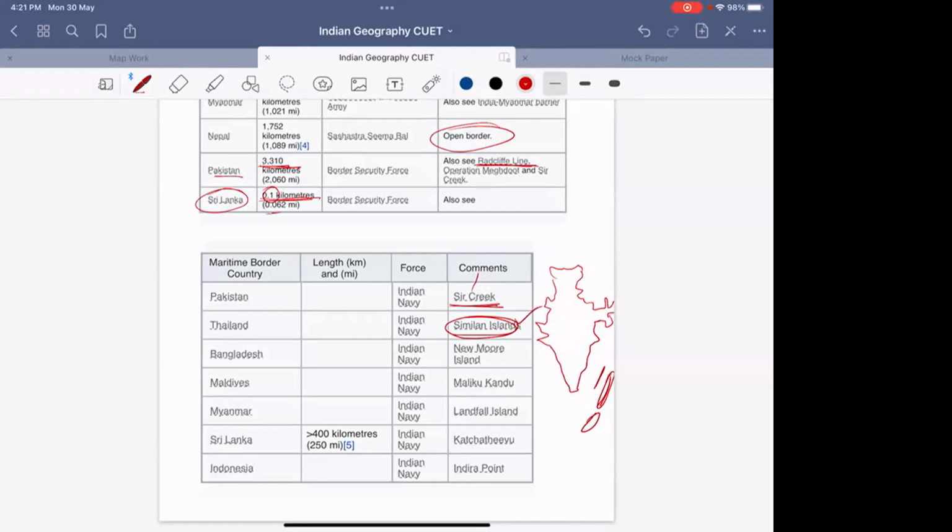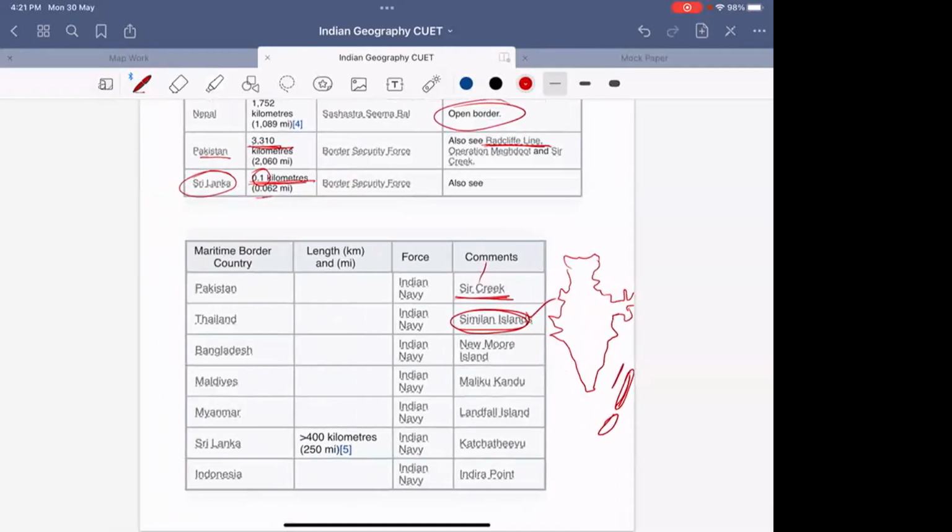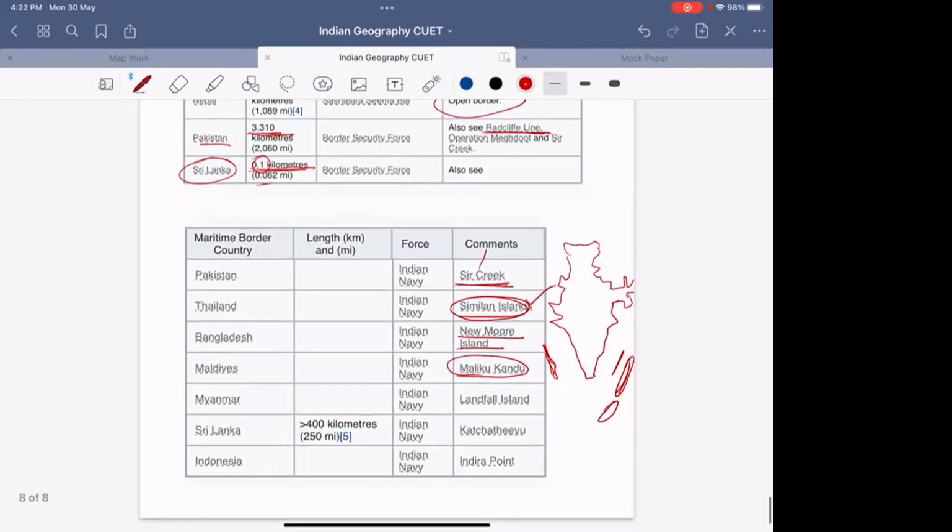Coming to Bangladesh. Bangladesh touches the water body of the Bay of Bengal, just the Bay of Bengal. What divides it is New Moore Island. The island that divides the Bangladesh and Indian water bodies is New Moore Island. Moving on, Maldives. Here, Maldives is here. So what divides Maldives is Maliku Kandu Island. It is a water body, basically an island that divides the Maldives and Indian water bodies. Then Myanmar.